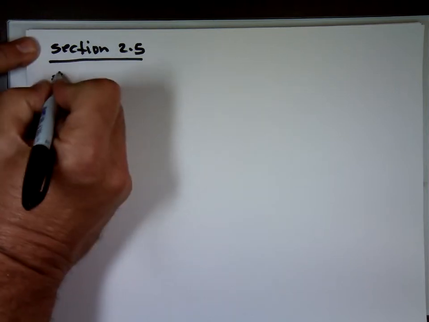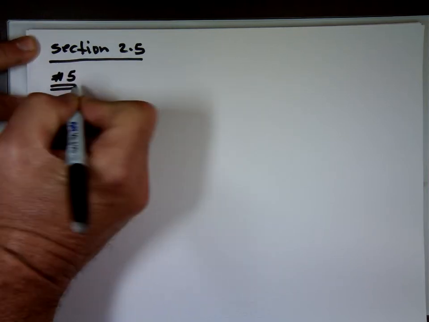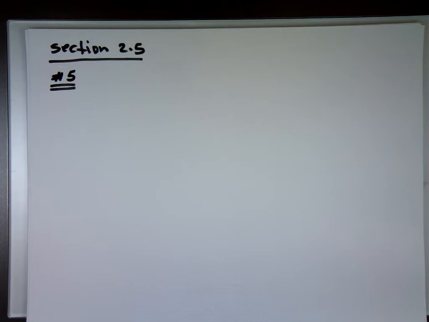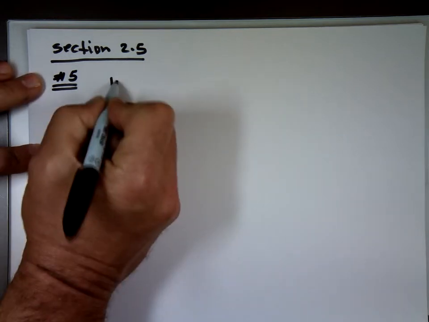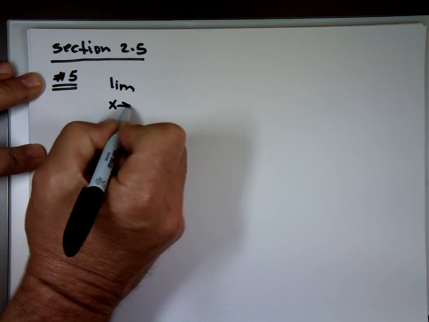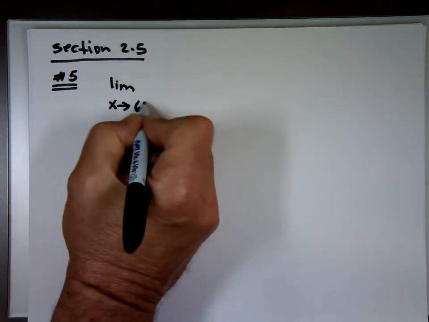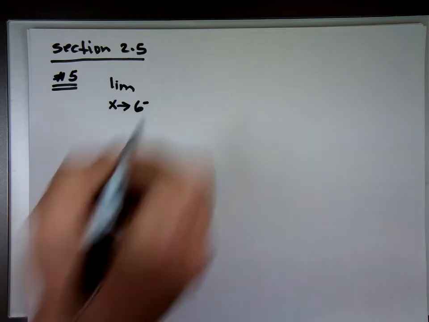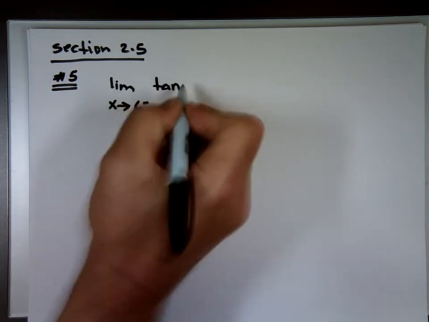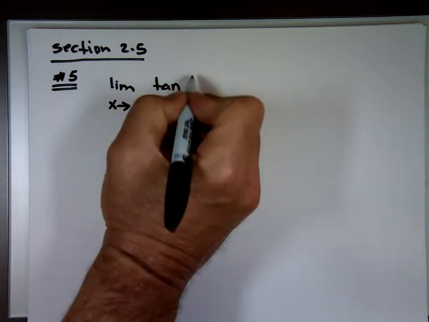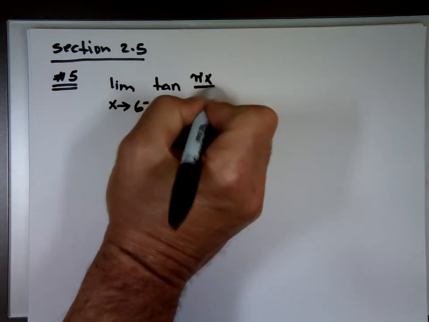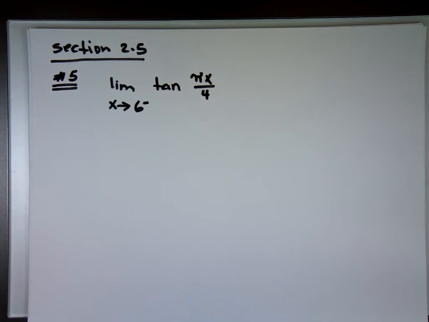So this is number 5. It says find the limit as x approaches 6 from the left side of tangent pi x divided by 4. And we need to know if that number approaches minus infinity or plus infinity.